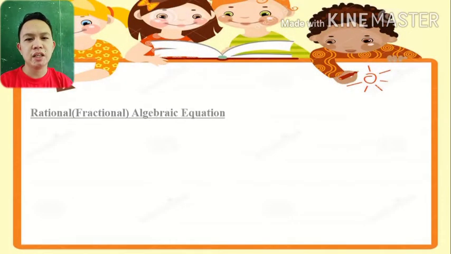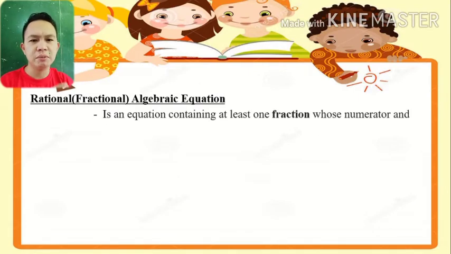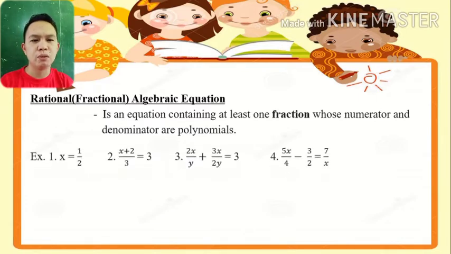So, we have rational or fractional algebraic equations. Ano ba itong rational or fractional? From the term itself, it is an equation containing at least one fraction whose numerator and denominator are polynomial. So, at least one. Merong part doon sa equation na yon na fraction. Examples, we have x is equal to 1/2, (x plus 2) over 3 is equal to 3, 2x over y plus 3x over 2y is equal to 3, and 5x over 4 minus 3/2 is equal to 7 over x. So, lahat ng examples ay merong mga fractional part. Kaya makukonsider natin siya na rational algebraic equation.